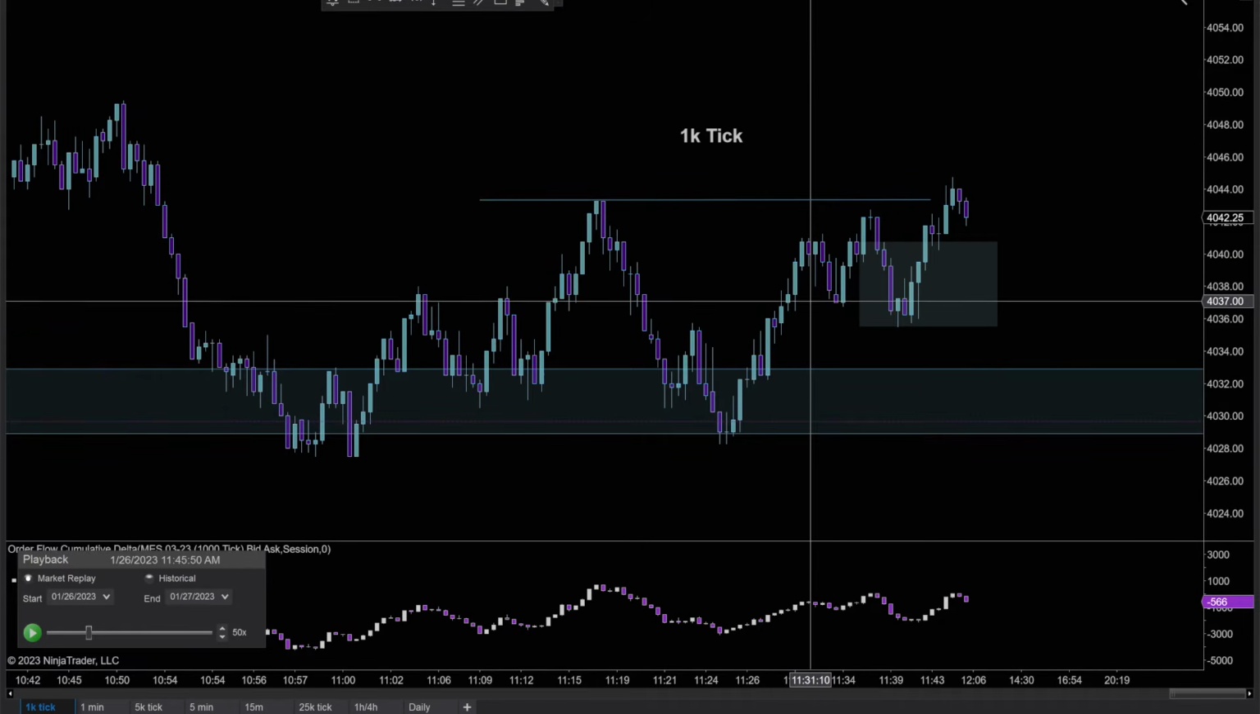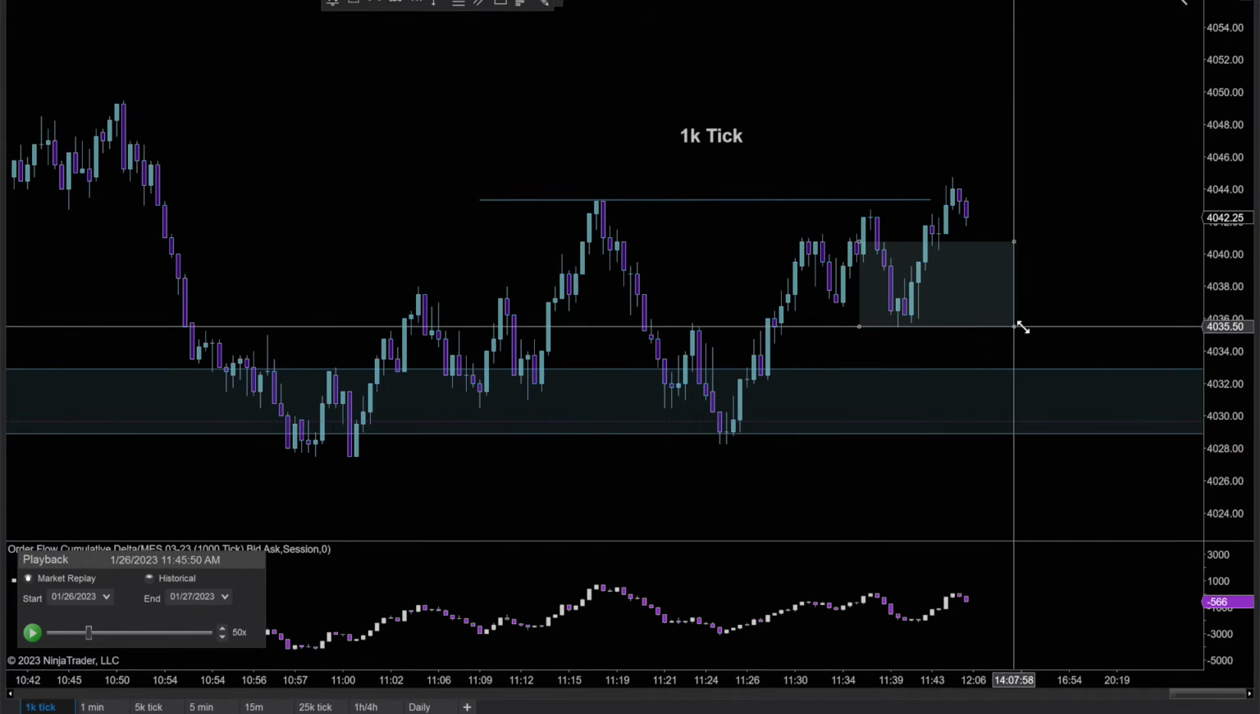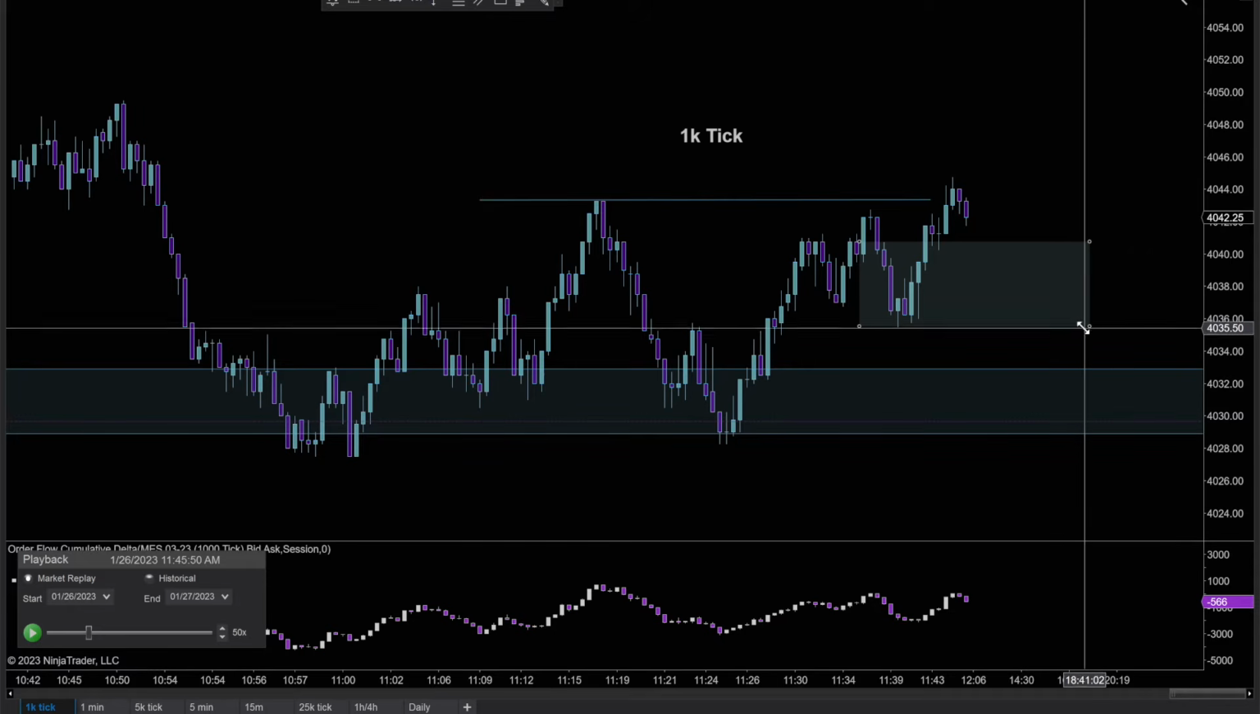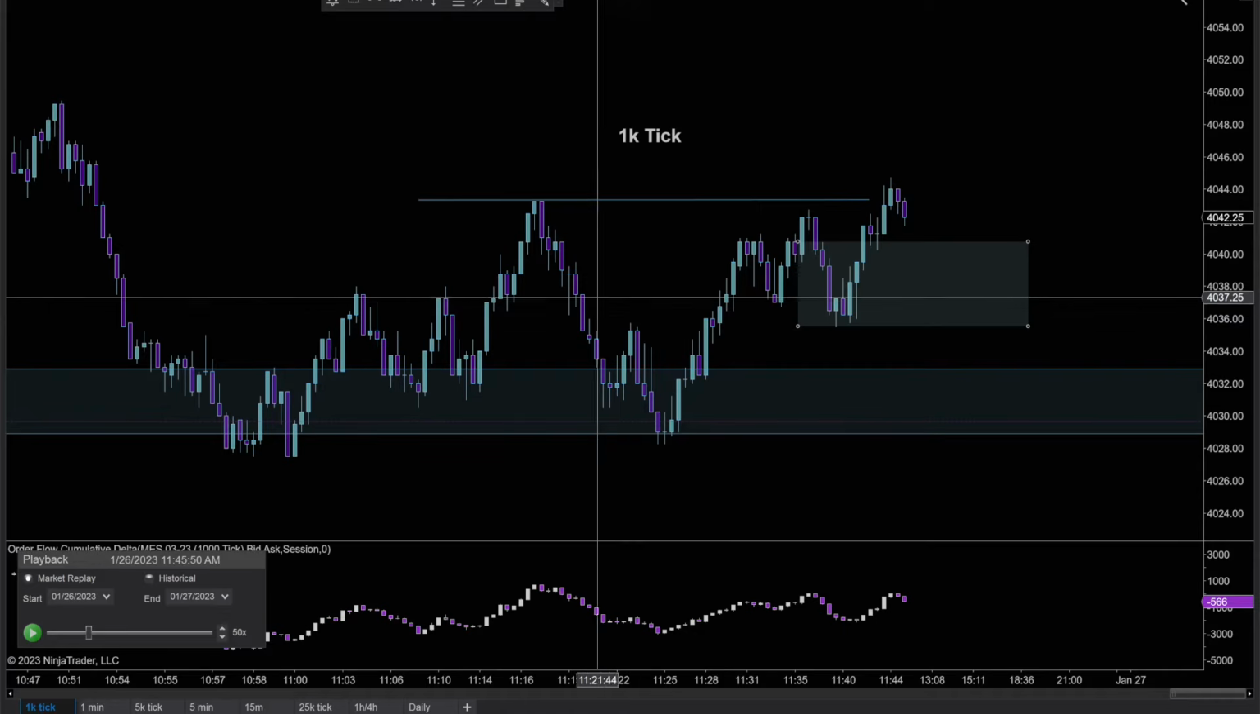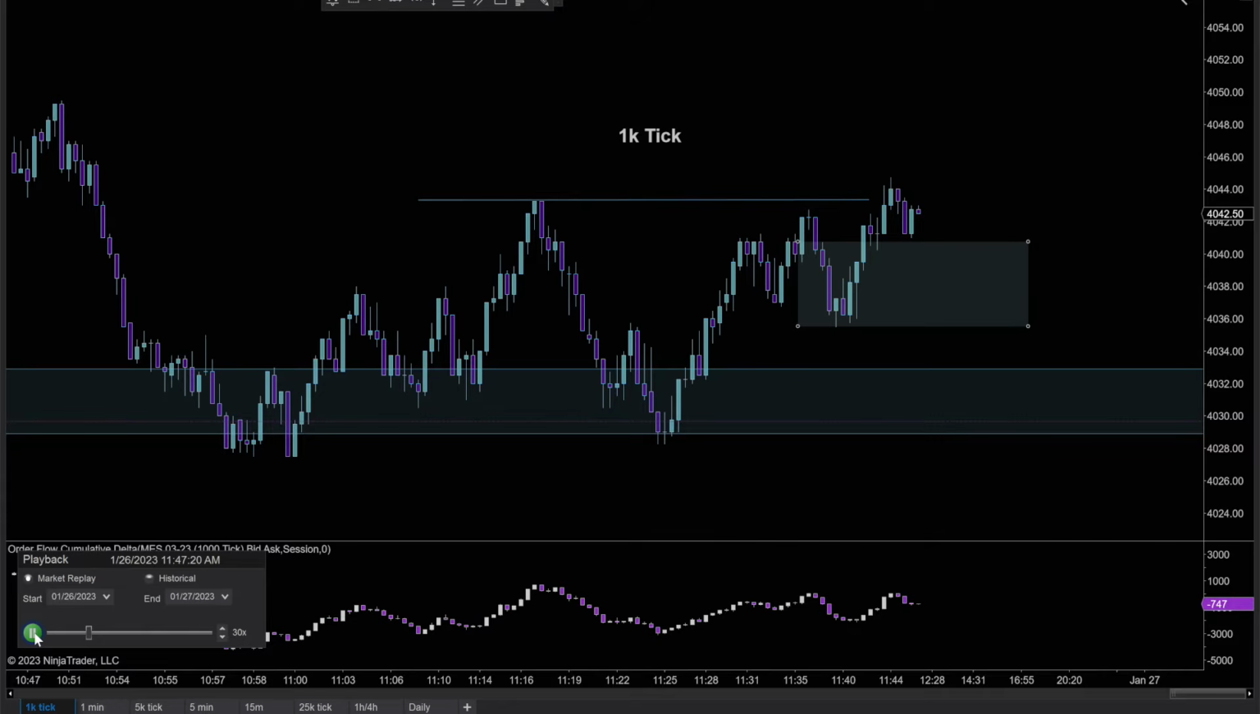This isn't a really ideal setup to me, just because the break of structure was not very strong, but let's just consider it anyhow. So as we come into this, and maybe I'll slow this down just a little, what we're going to look for again is our first break of structure coming into that demand zone.